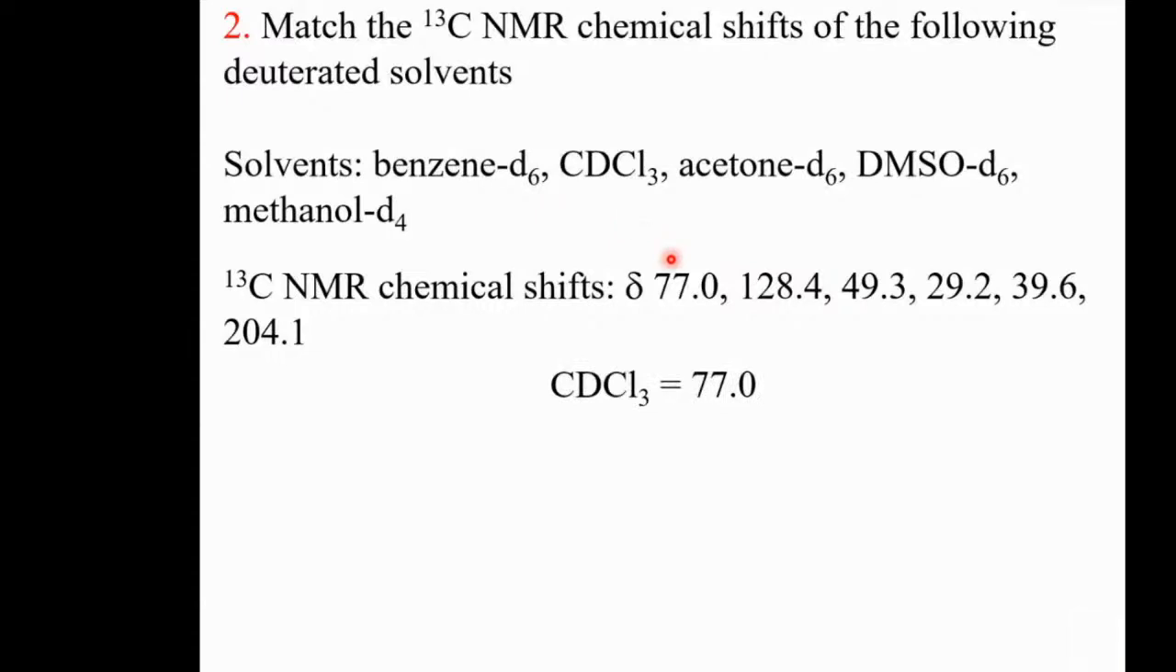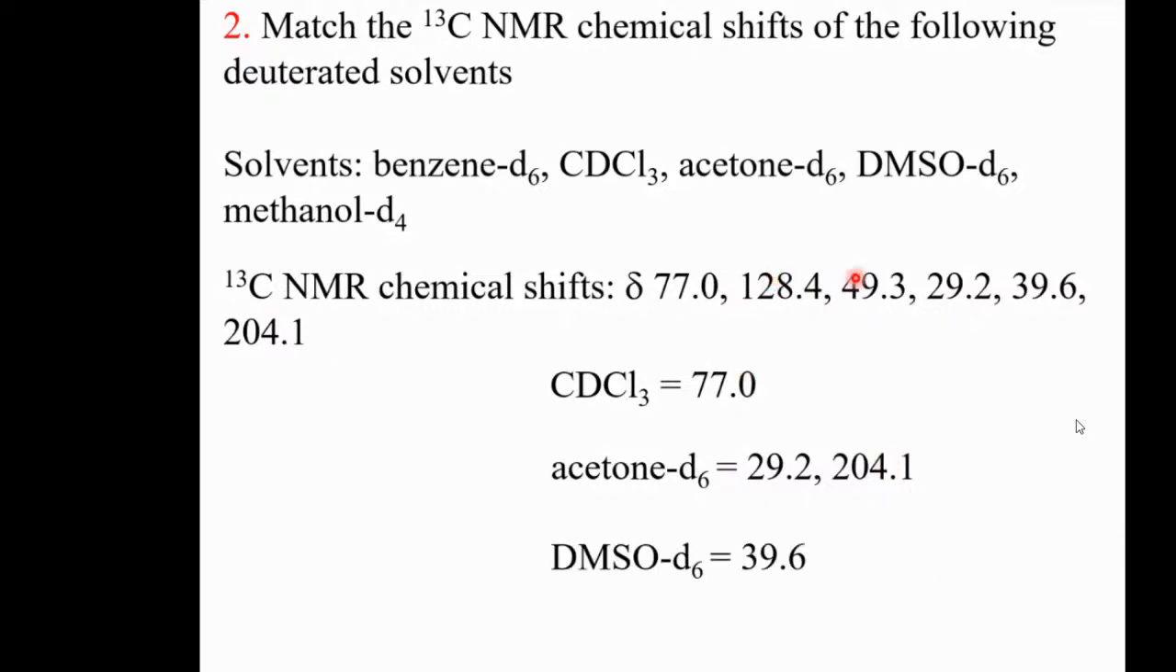CDCl3, 77. Acetone D6, 29.2 and 204.4, because 29.2 is for the methyl group and 204.1 is for the carbonyl. DMSO D6, 39.6, and methanol D4, 49.3. And benzene D6 is left. It's 128.4. Someone has already answered.